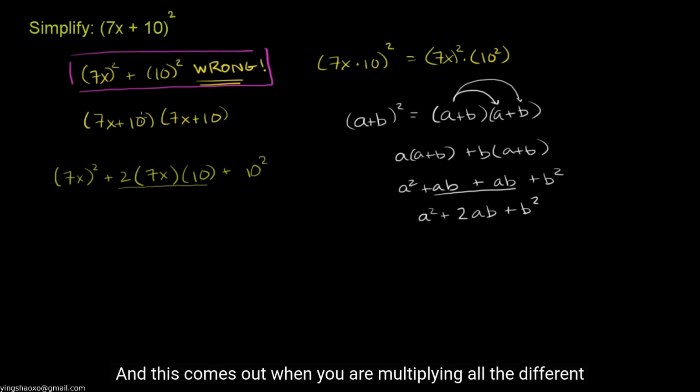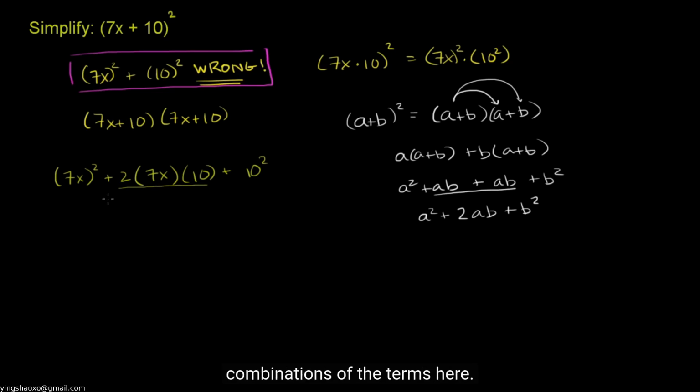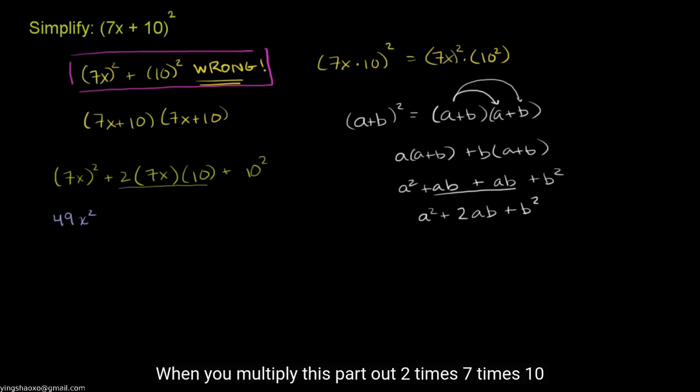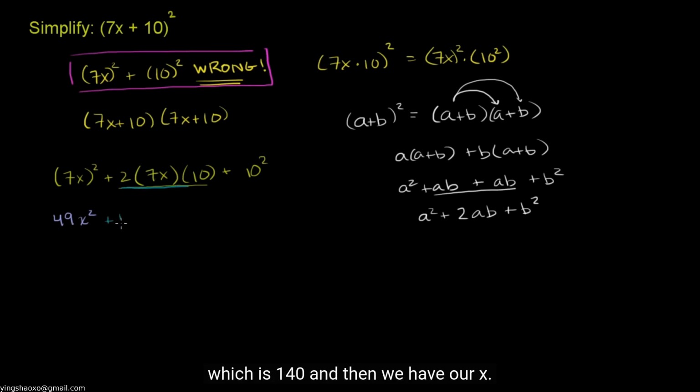And this comes out when you're multiplying all of the different combinations of the terms here. And if we simplify this, 7x squared, that's 7 squared times x squared. So 7 squared is 49 times x squared. When you multiply this part out, 2 times 7 times 10, that's 14 times 10, which is 140. And then we have our x, no other x there. And then plus 10 squared. So plus 100. And we are done.